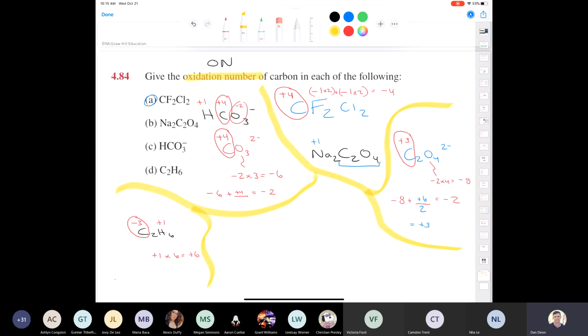Okay. Well, if it helps you so much, and I hope it does, tell me what's the oxidation number of carbon in carbon dioxide. I'll give you a second to look at it.